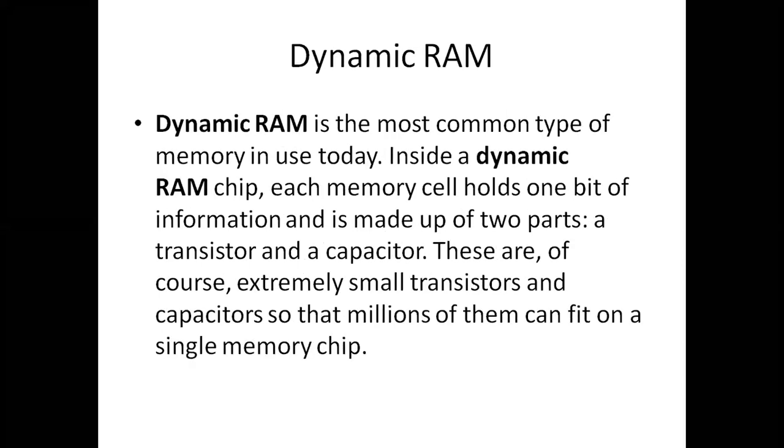Dynamic RAM is the most common type of memory used today. Inside a dynamic RAM chip, each memory cell holds one bit of information and is made up of two parts, a transistor and a capacitor. What he's saying is that the most common type of memory used today is nothing but the dynamic RAM. Each memory cell holds one bit of information. What is one bit? Either 0 or 1.